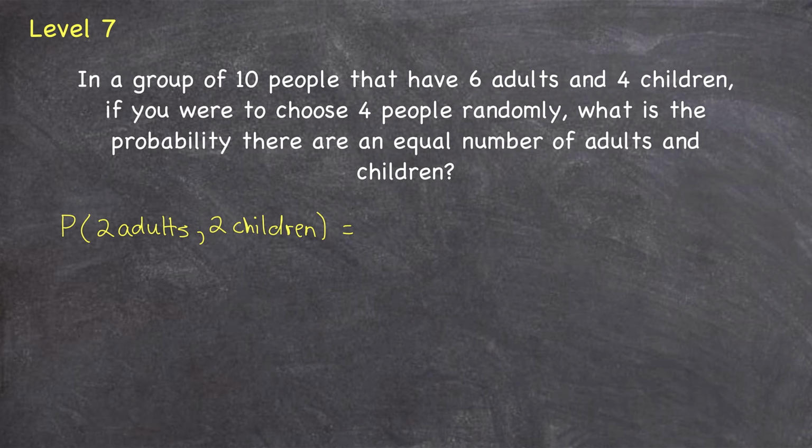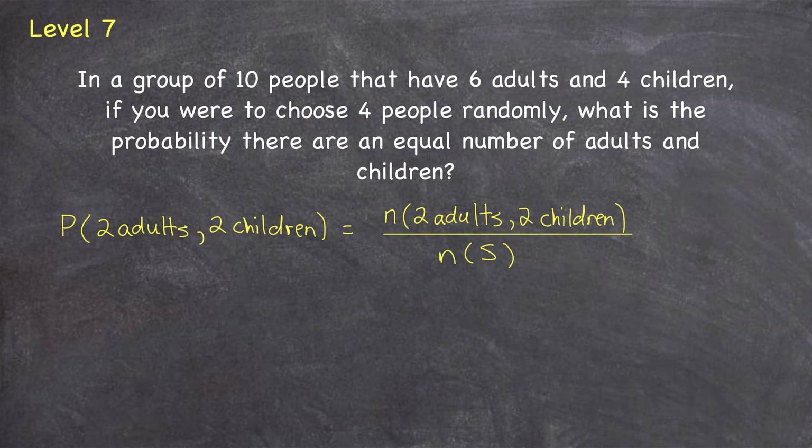So to find that probability, I would have to know the total number of groups I could make that have 2 adults and 2 children, and then divide that by the total number of groups that I could make from all 10 people. Now for this question, we're making groups of people where the order within the groups does not matter. So we'll need the combinations formula for this question.